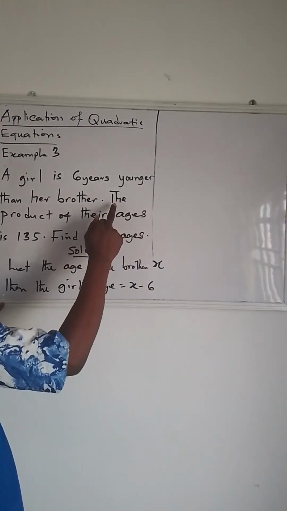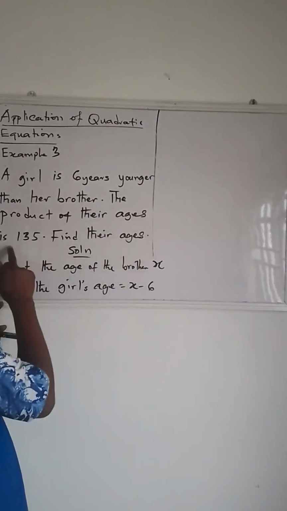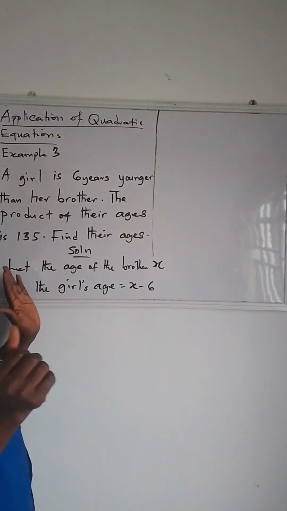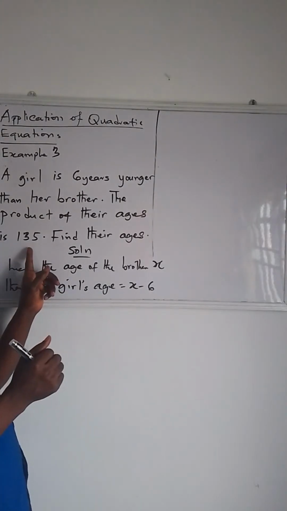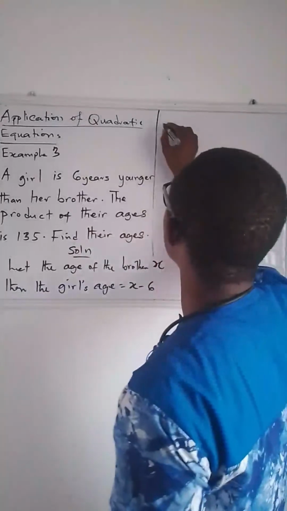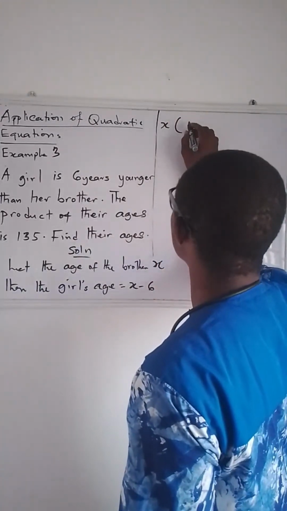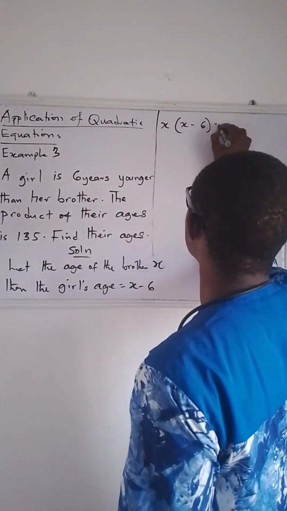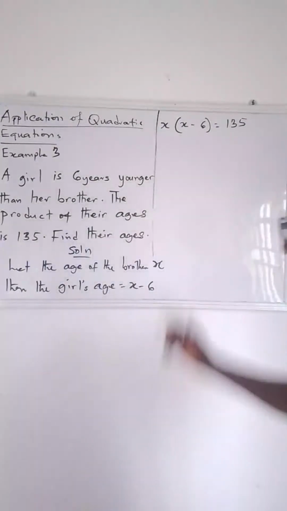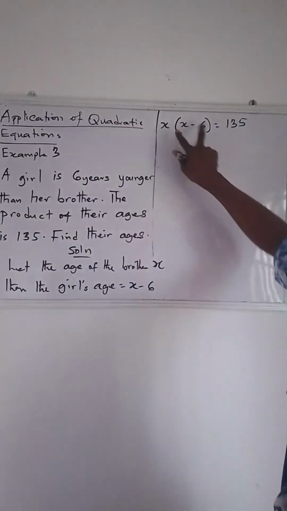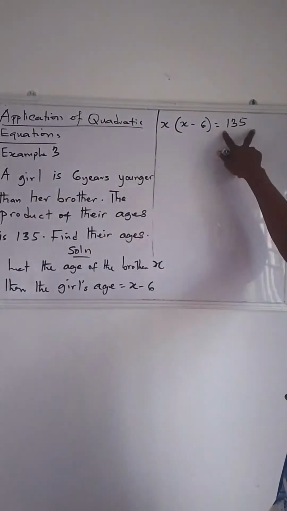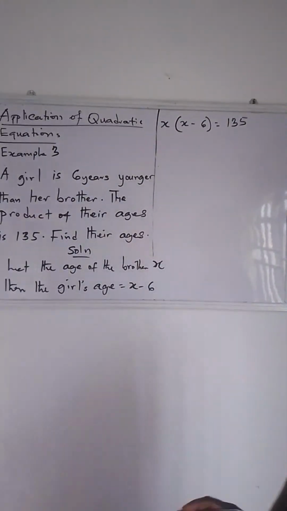Now the question says the product of their ages is 135. The product, that is when you multiply their ages together, you have 135. Okay, now can we do that? Let's see what we have. We have x times (x minus 6) equals 135. So when you use the age of the brother times the age of the girl, when you multiply the two together, you have 135. Good.